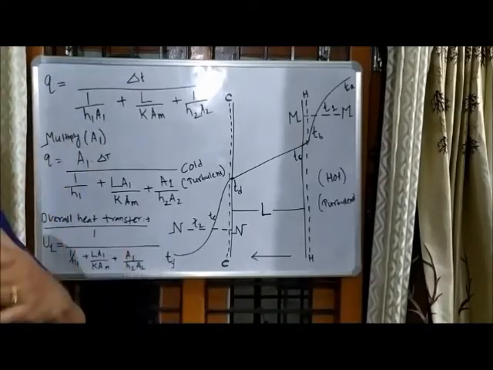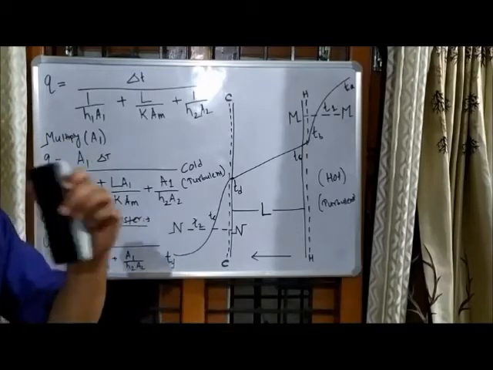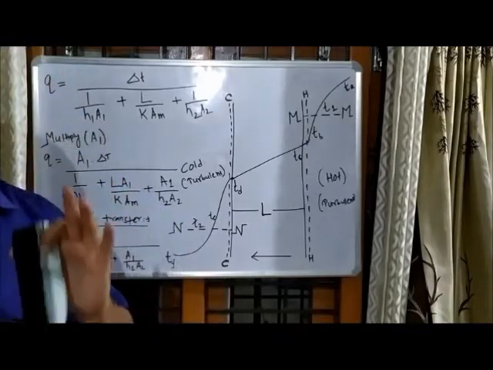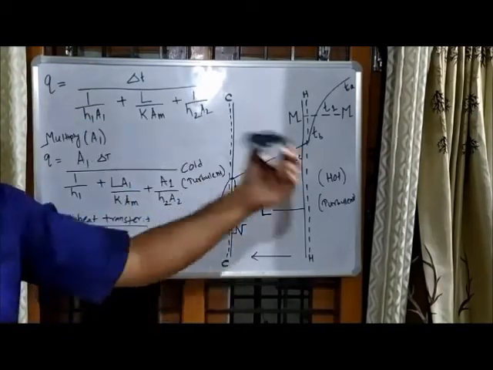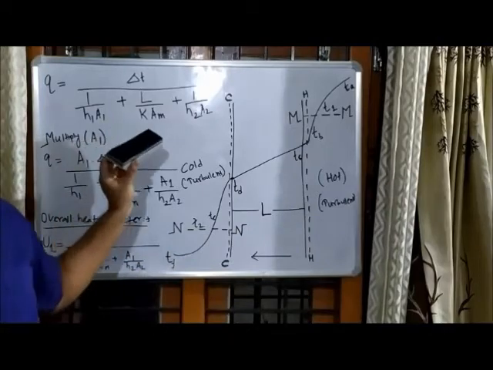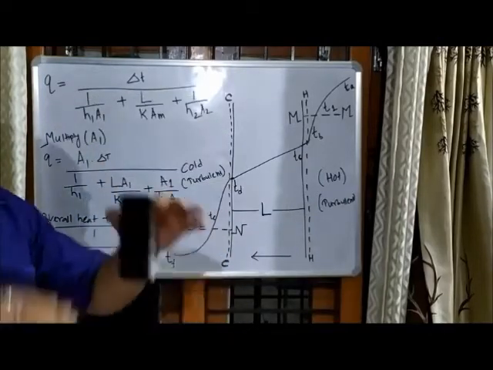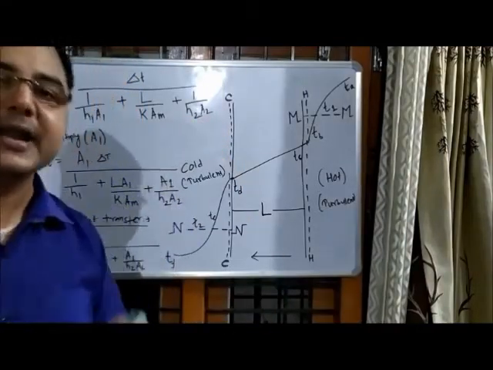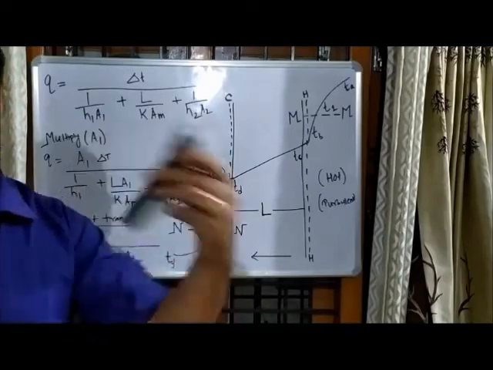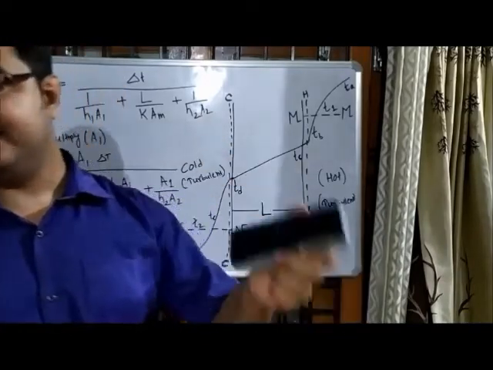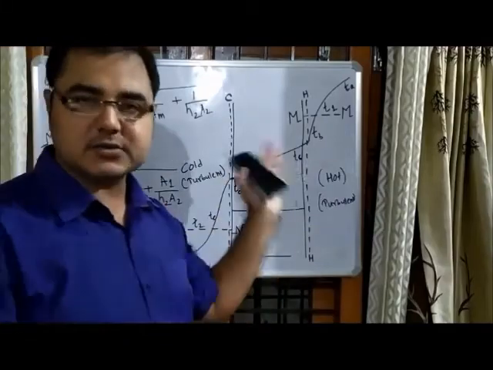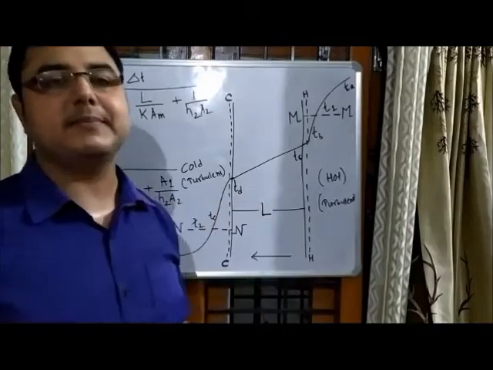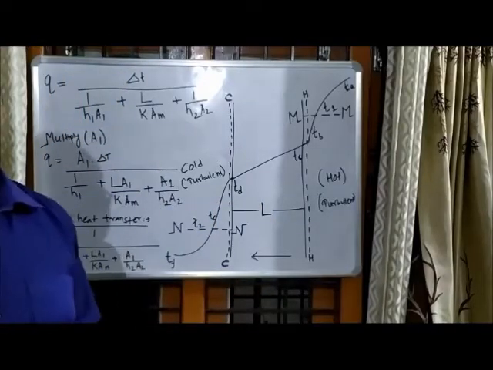So now the rate of heat transfer. The rate of heat transfer is simply equal to the overall heat transfer coefficient multiplied by the area of the heating surface into the temperature drop. I repeat, the rate of heat transfer is equal to the overall heat transfer coefficient multiplied by the area of the heating surface multiplied by the temperature drop, right?